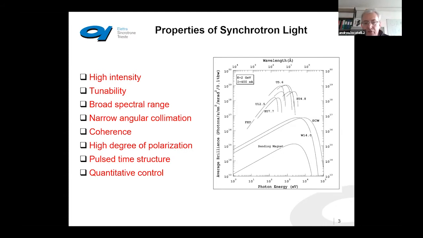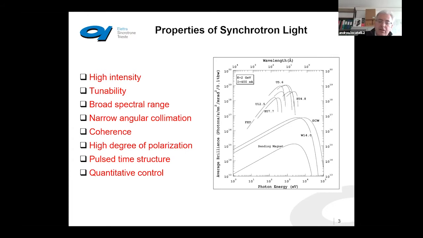And of course, being a synchrotron, it's not a continuous light source, but it's pulsed. It has a pulse structure. That means that experiments can exploit the very short duration of the synchrotron light pulse, which is about, let's say, in the range 60 to 150 picoseconds, depending on the operation conditions of the machine, to perform stroboscopic experiments.